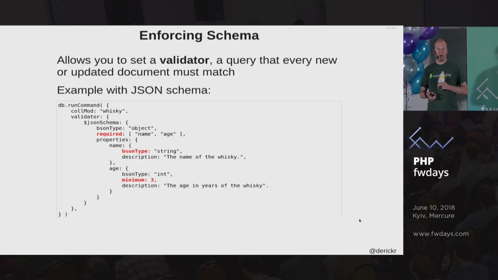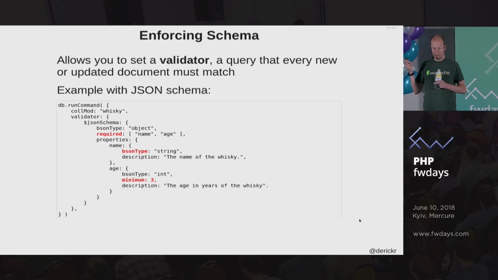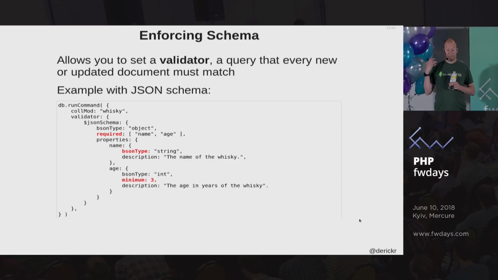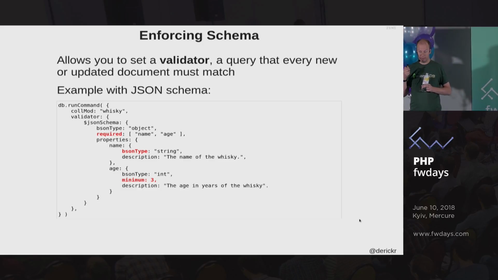We implement, I think, draft 4 of JSON schema, in case you know how JSON schema works. Again, there's a lot more to this than just this slide. Just wanted to show you that, yes, it is actually possible in MongoDB to set up a schema and make it almost, well, as enforceable as what you get in a relational database.